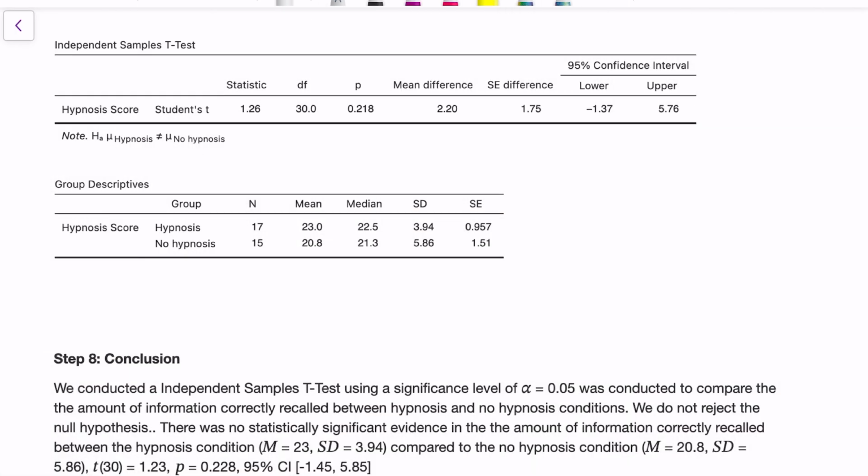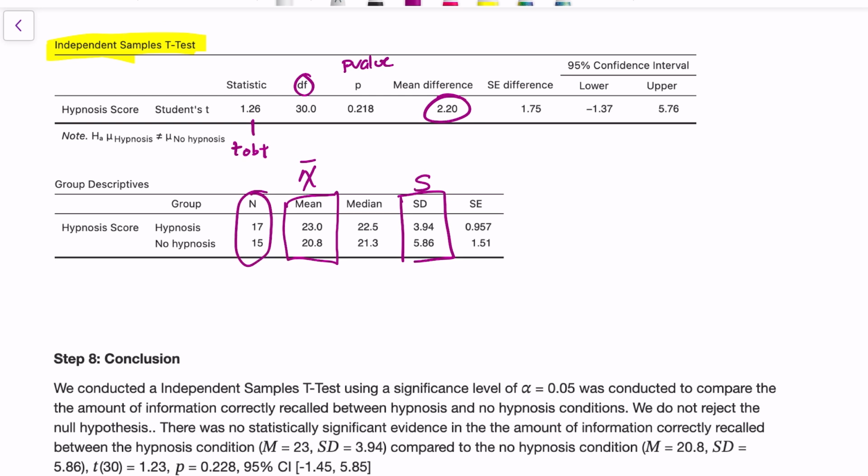Okay, so now let's look at the output from Jamovi. So notice it's an independent samples test. This is our t obtained. This is our degrees of freedom. This is our p-value. This would be the difference between these two sample means. This is our x bar essentially. This is our S, standard deviation. This is just our sample size. This one over here, the confidence interval, you know, it's a little off, but the direction is still the same. The conclusion would still be the same.